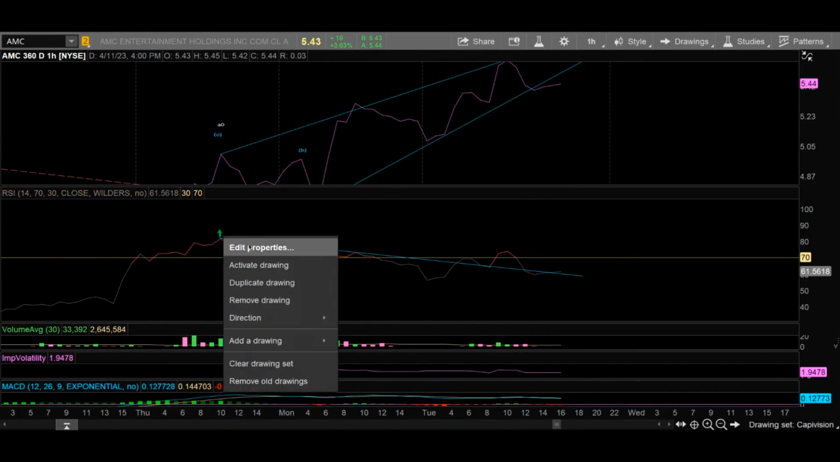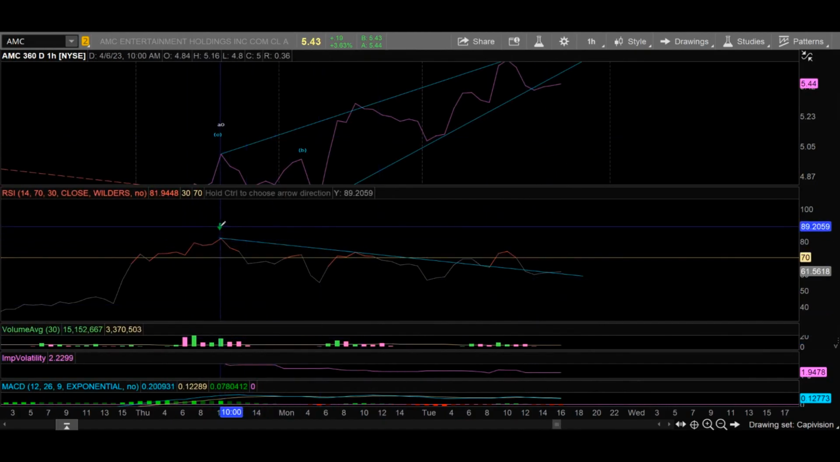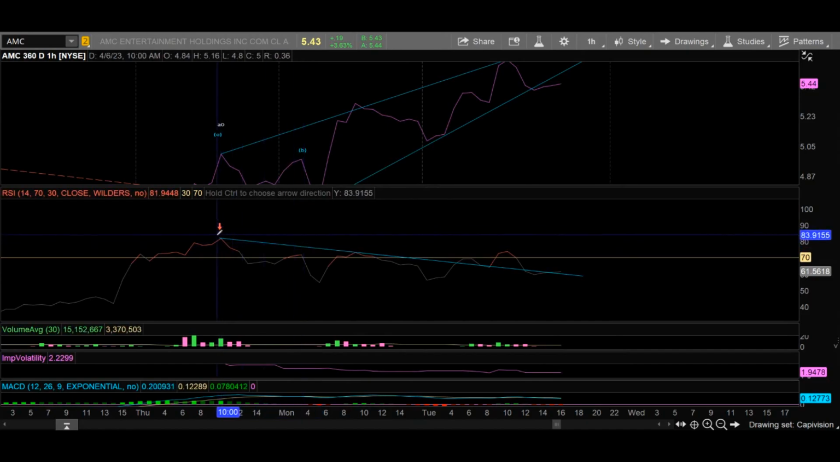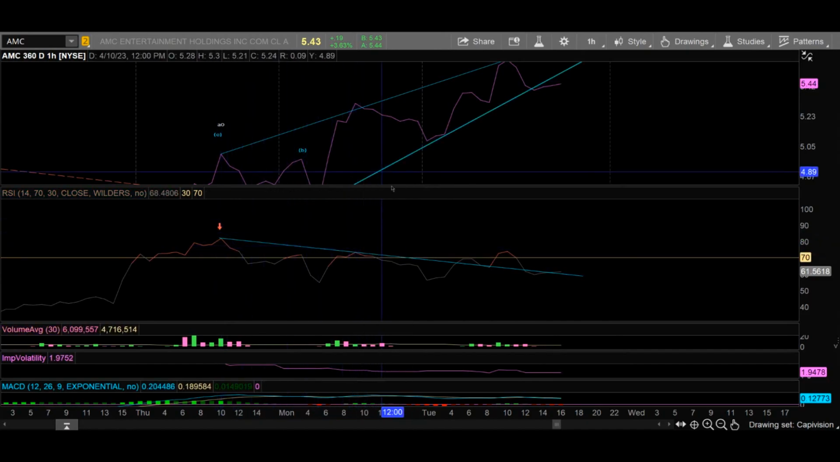Let me get this thing turned around. I've had my arrows pointing the wrong direction for a while. Let me just edit properties, make this thing red. This is how I like to say it by default, arrow. So you have a point here, and then guess what happens? This is the best part.